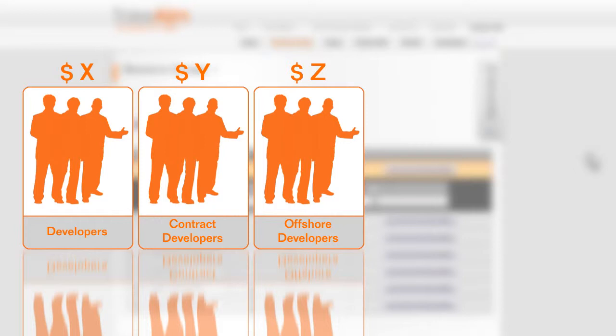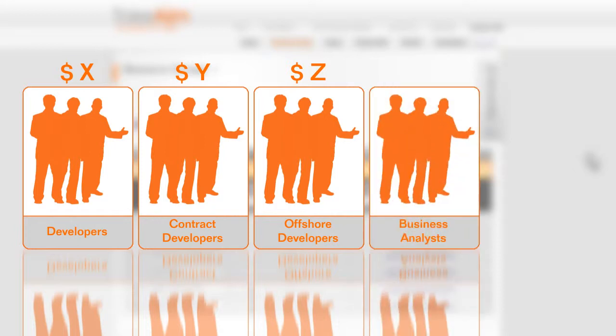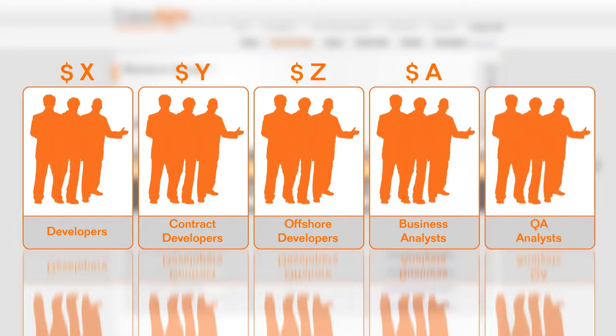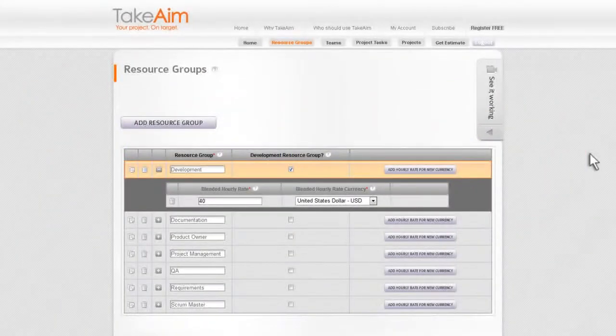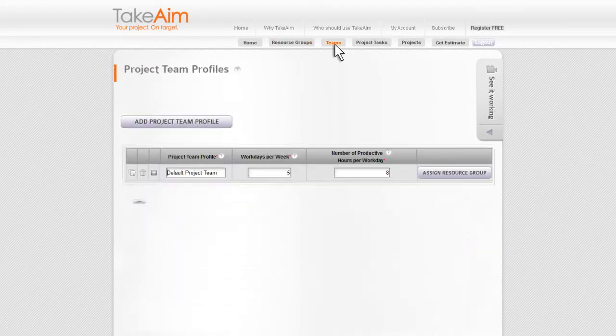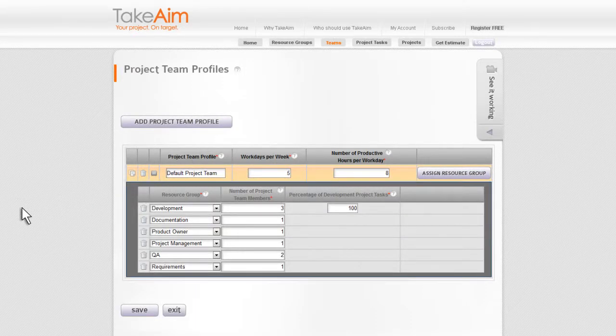Additionally, you may have a resource group that represents the business analysts for your project's requirements and another resource group for your QA analysts. Once your resource groups are configured, you'll set up your project team profile. Your project team profile identifies the number of people working in each resource group on your project.